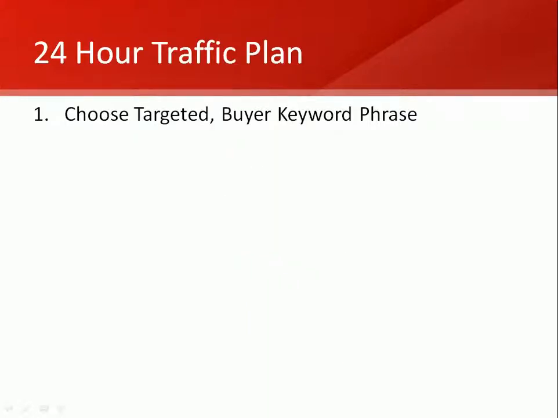So inside the 24-hour traffic plan, the very first step that you need to do is choose a targeted buyer keyword phrase. I use the Google AdWords keyword tool, and I'm going to show you that in the next video, where we go through step by step and help you identify a keyword phrase inside of your niche that people are looking for. Now, if you own a small business and maybe you are a chiropractor in Tulsa, Oklahoma, for example, your targeted keyword phrase would be Tulsa, Oklahoma chiropractors, or it might be Tulsa chiropractors or something of that nature, because that's what people are most likely going to look for to find your business.